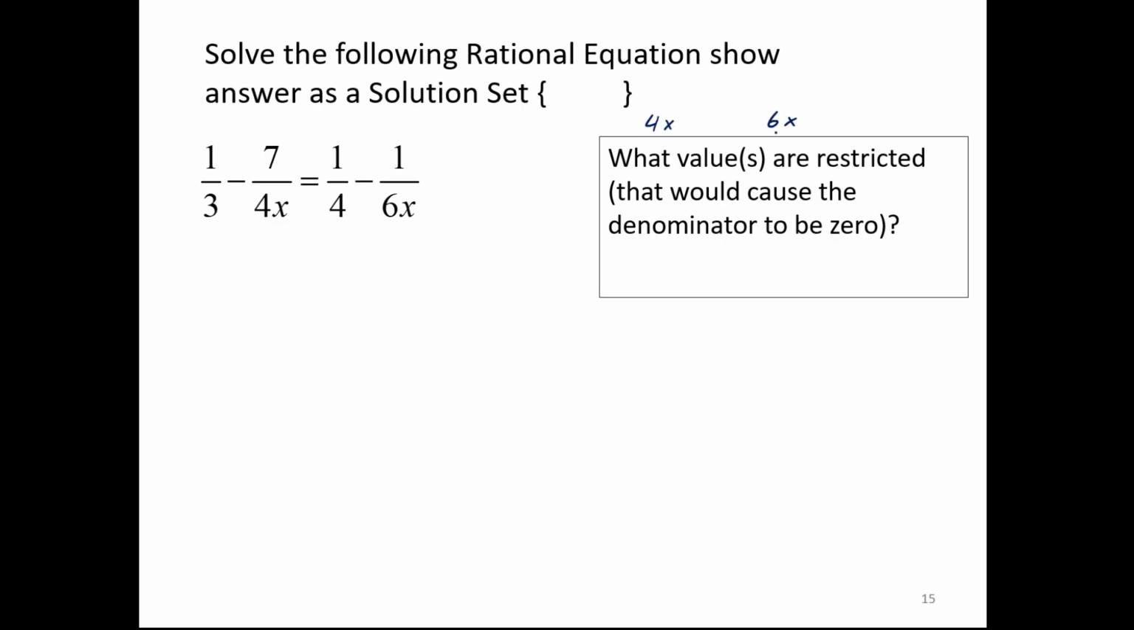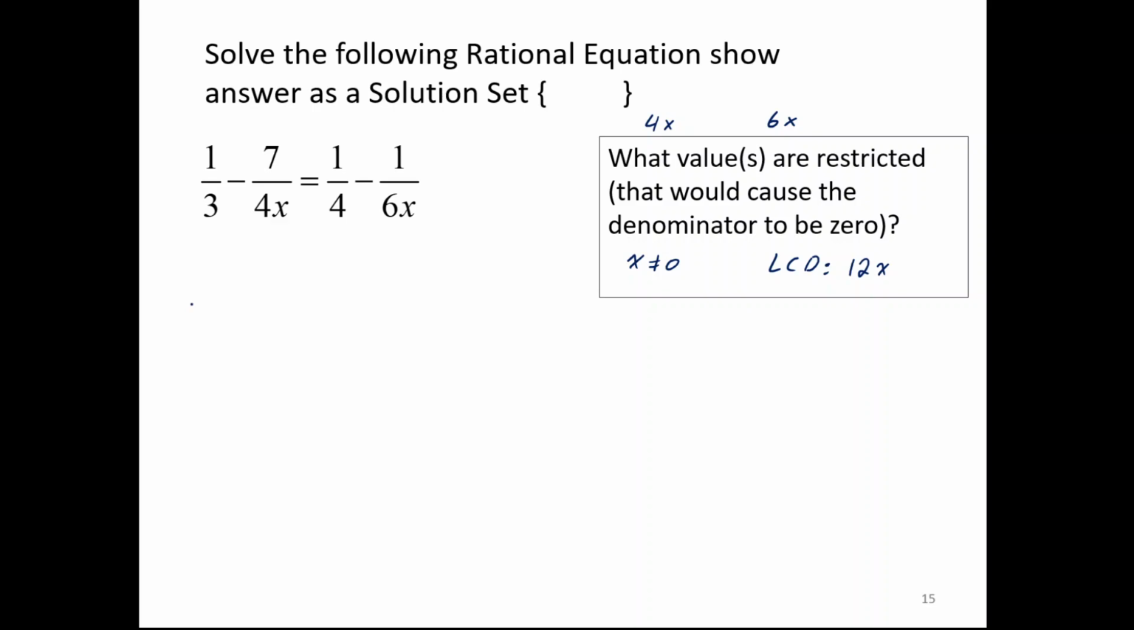What value would make each of those expressions 0? Well, that would be x is 0. So x is not equal to 0. That'll be our restriction. And then our least common denominator needs to be a multiple of 3, 4x, 4, and 6x. So if you think through multiples of 6, we find that 12 is a multiple of 3, 4, and 6. So 12, and then we need a 12x, so our LCD is 12x.